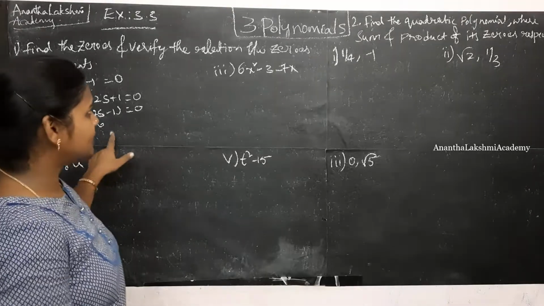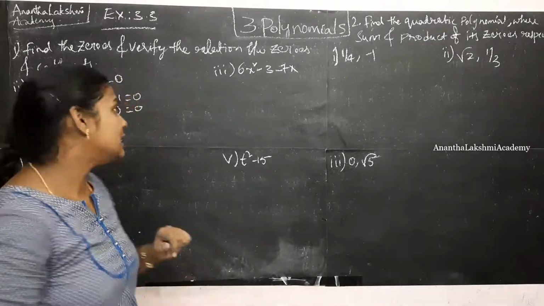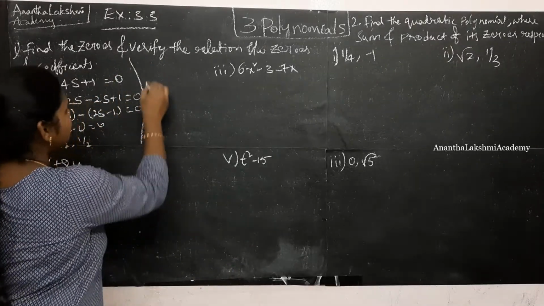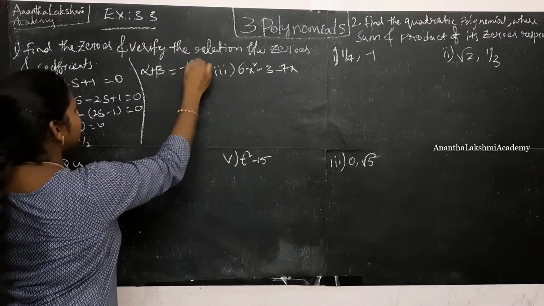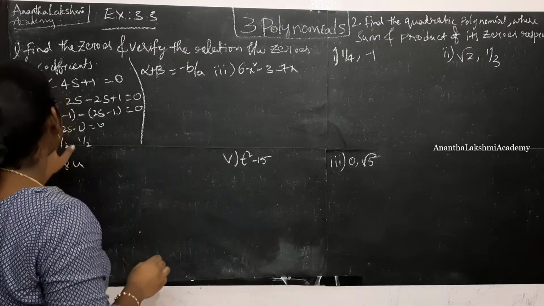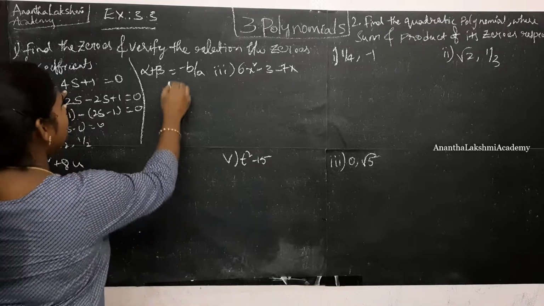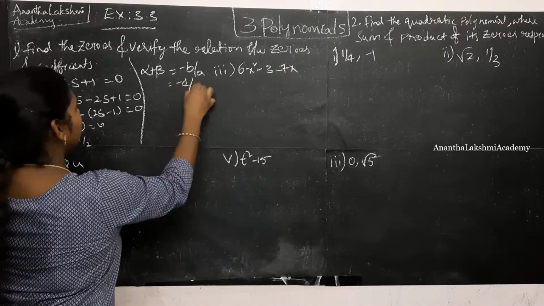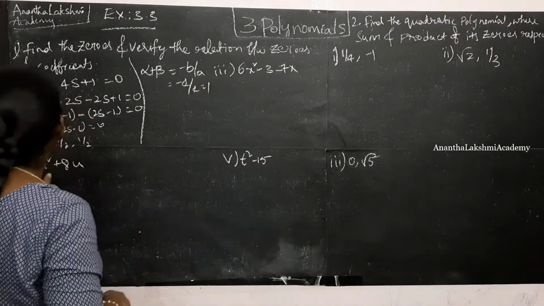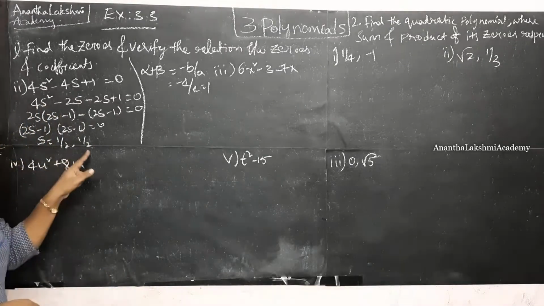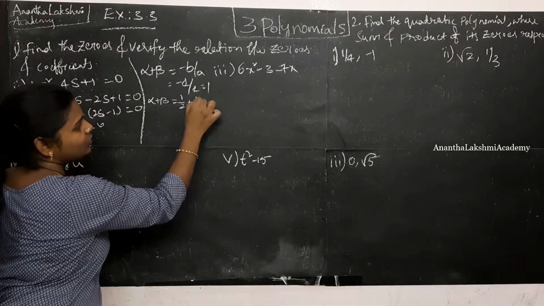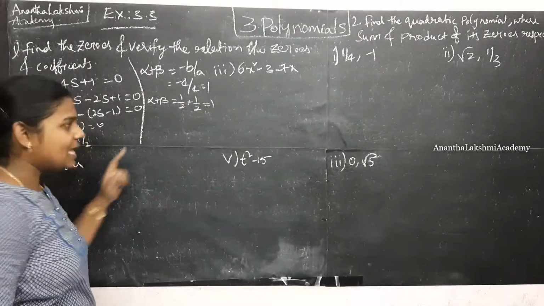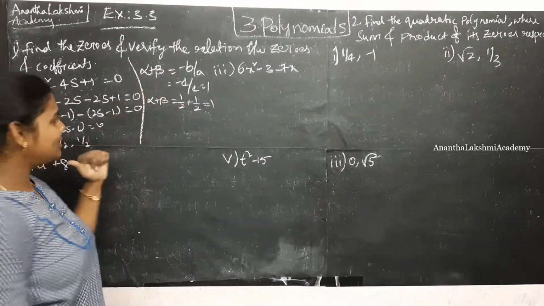Now that we got the zeros, how do we figure out the relation between zeros and coefficients? It is nothing but alpha plus beta is equal to minus b by a. What is minus b by a? Minus b by a is minus of minus 4 by 4, which is equal to 1. When you substitute alpha and beta, alpha plus beta is equal to 1 by 2 plus 1 by 2, which is also equal to 1. Hence, both of them are equal, isn't it?